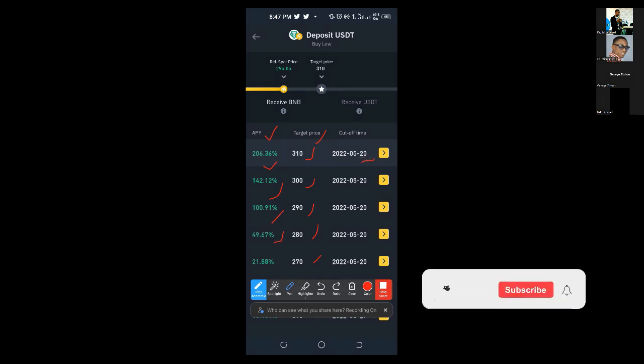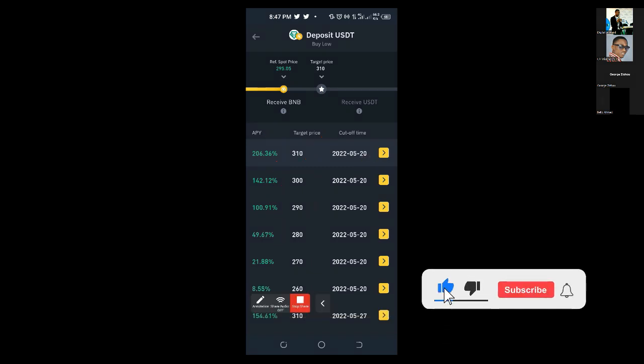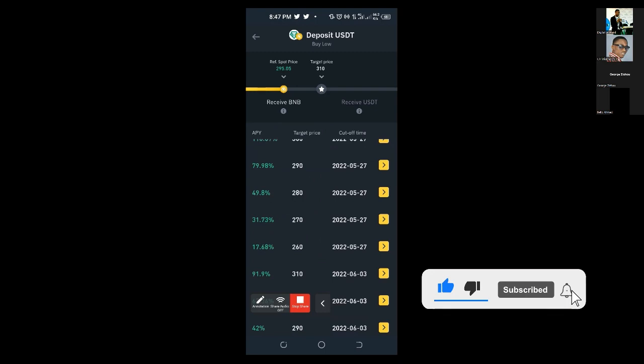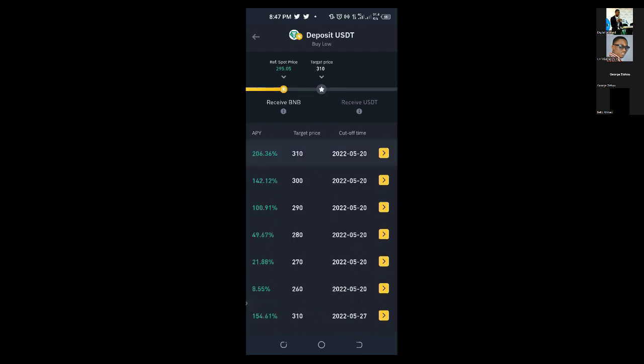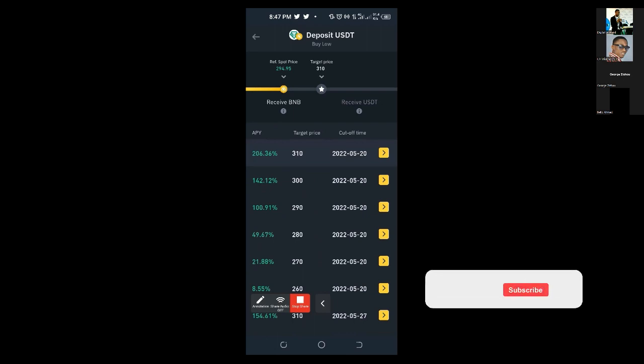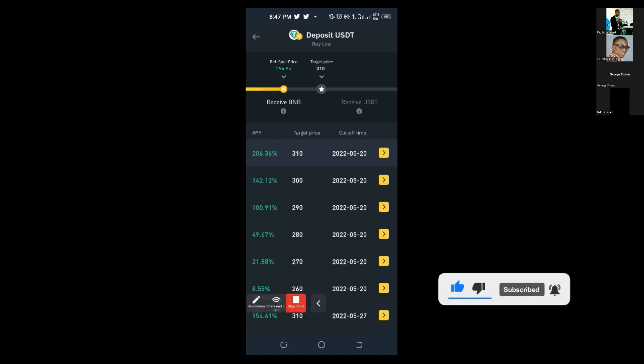Okay, so if I scroll down here, you see different delivery dates. Some are 27th, some are 3rd of June, 24th of June, and the rest. So you can go ahead. The more I scroll down, the more you see different options. All right, I normally go with this first one that is always between 3 to 7 days, and then it has a higher return, as in the APY. Okay, you get a higher APY.